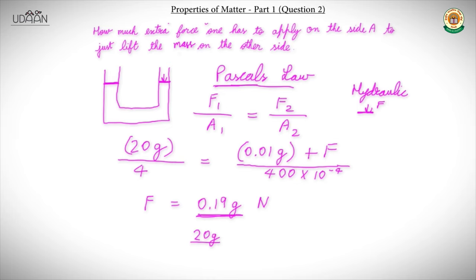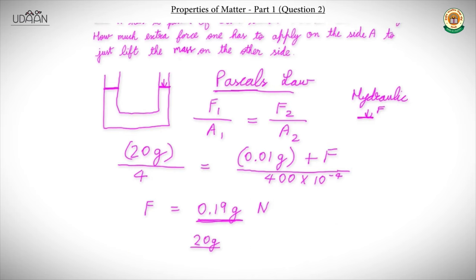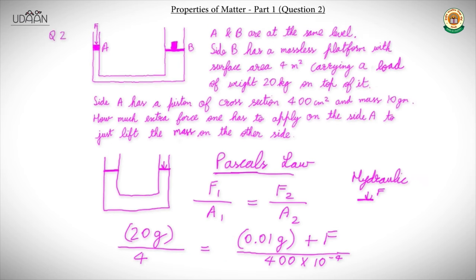Okay, so let's just quickly sum up this question. The question has the given experimental setup with A and B being on the same horizontal level. There is some load on B and we have to find the force that we must apply on A so that B just starts to rise. So we applied Pascal's law on A and B, equated the pressure, and in this simple equation the only unknown was F, and solving that we got 0.19 g. So that was the answer to it.